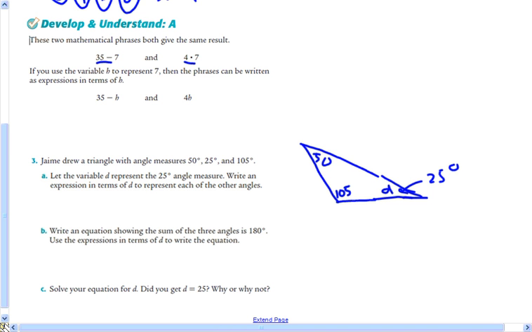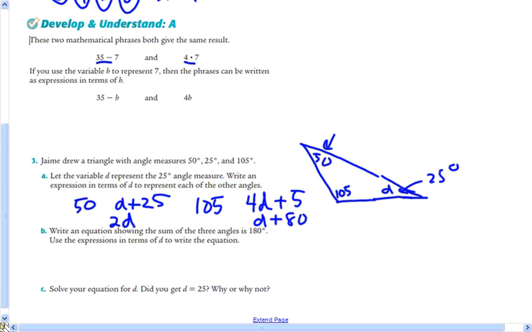There are a couple of ways we could write 50. We know that 50 is 25 more than 25, so we could write d plus 25. Or we could double that 25, so we could write 2d for that one. Just a couple of examples for the 105: you take the 25-degree angle and multiply it by 4, which is 4 times d, that's 100, so you need 5 more than that. Or you could just think, 105 is 80 more than 25, so we could just do d plus 80. Just a couple of examples.